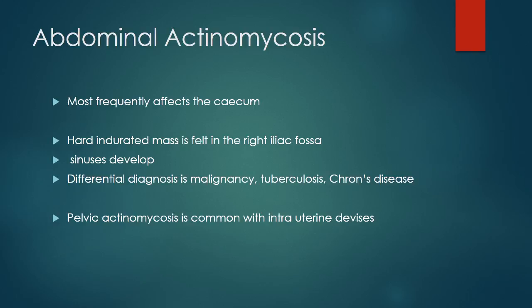As I mentioned, there will be a right iliac fossa mass. The differential diagnosis is malignancy, tuberculosis, or chronic Crohn's disease. These are the important things we have to keep in mind. And pelvic actinomycosis is common with intrauterine devices, which we have known when we were dealing with the risk factors. So intrauterine devices or IUCDs are associated with pelvic actinomycosis. These patients may come with chronic lower abdominal pain and vaginal discharge.